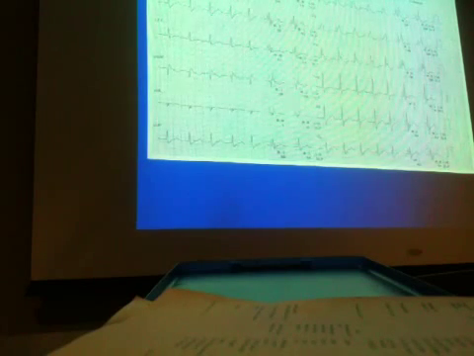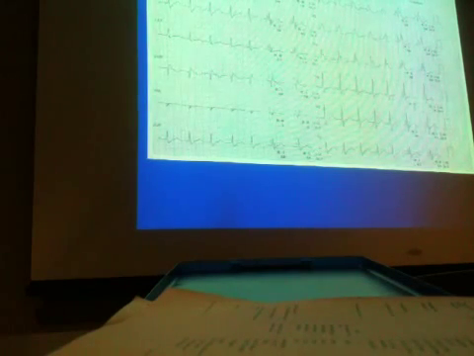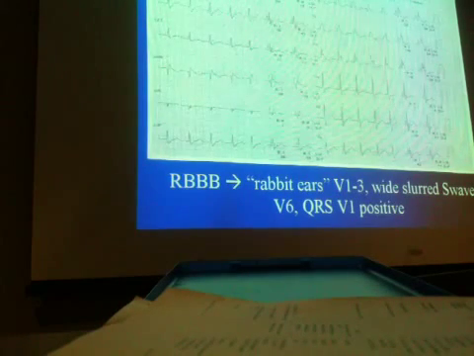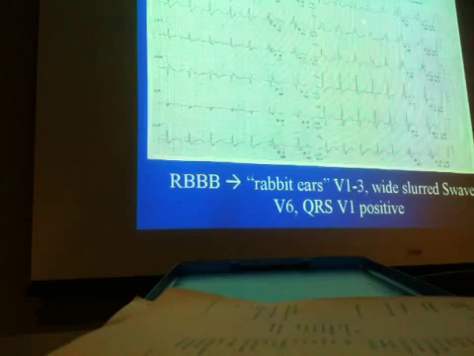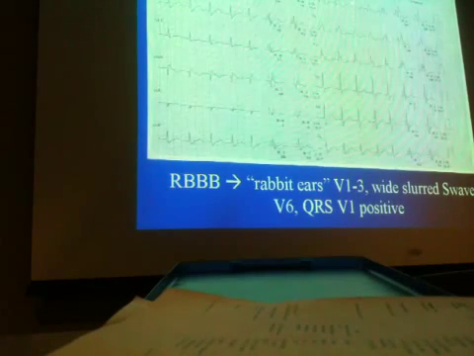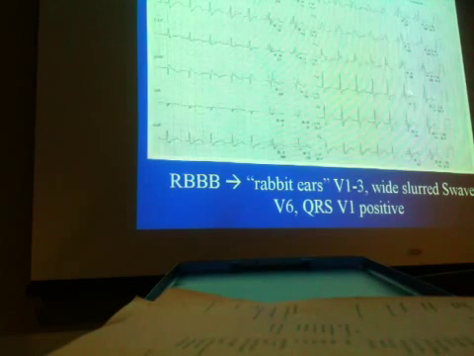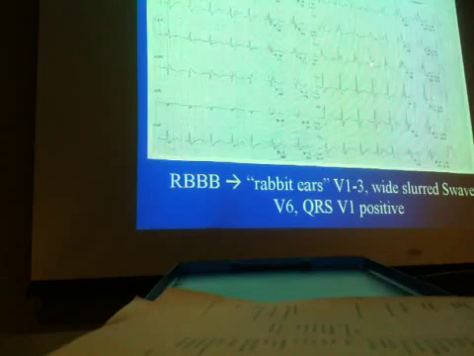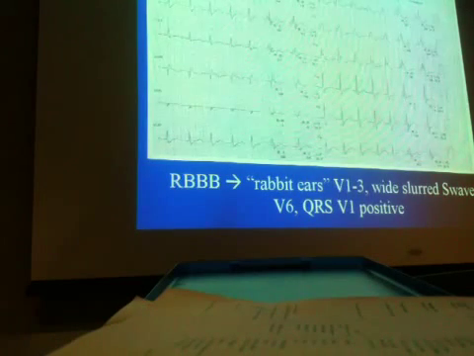Okay, so here we have, this is a right bundle. And so we look at V1, okay, and it's not perfectly clear that you have two R waves, but it's V1, V2, V3 that kind of give you your answer. You see a little bit of it. You see this notch right here? You have an R and a little notch and it goes up again. That's actually your two R waves.